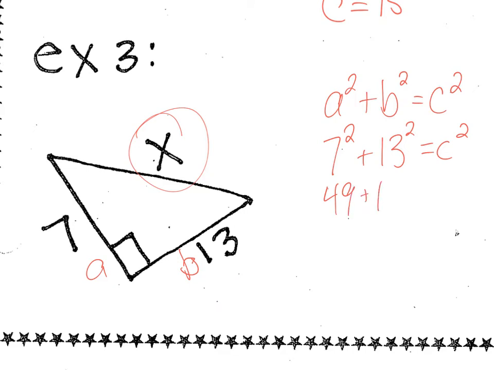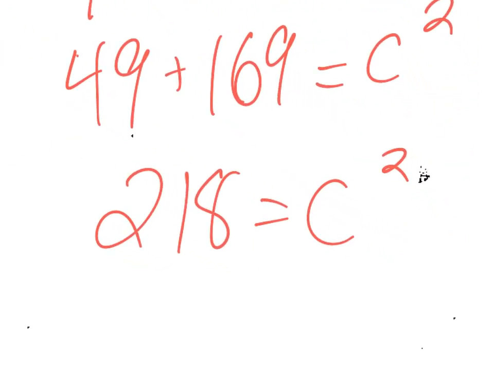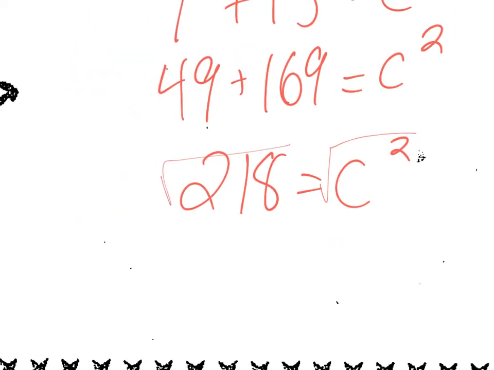Plus 13 squared gives me 169. And that is going to give me c squared. Okay, then I take 49 plus 169, and that's 218 is equal to c squared. Now, 218 is not on our list of perfect squares, so it's going to give me some sort of decimal, and that's fine. But, again, what's the opposite of a square? A square root. So I'm going to take the square root of both sides.